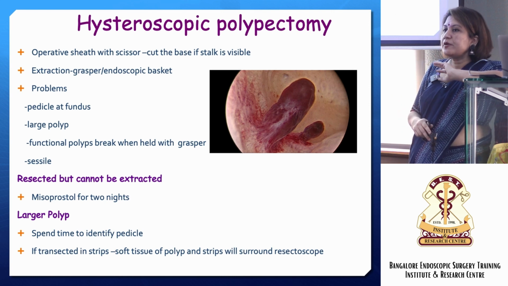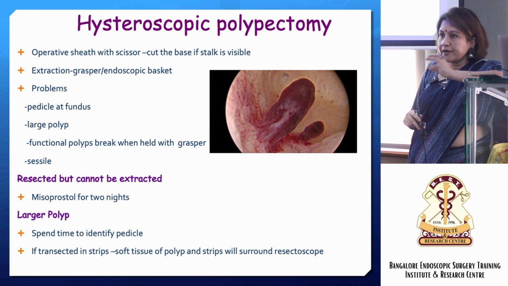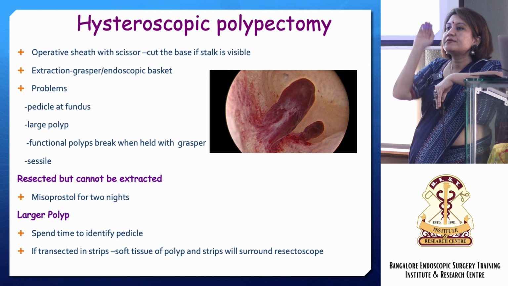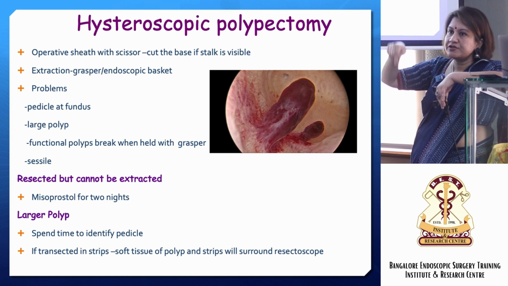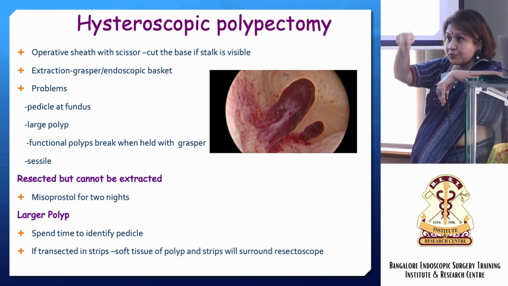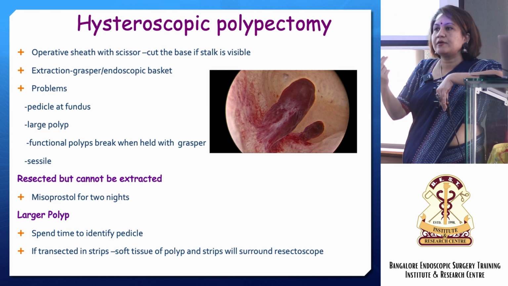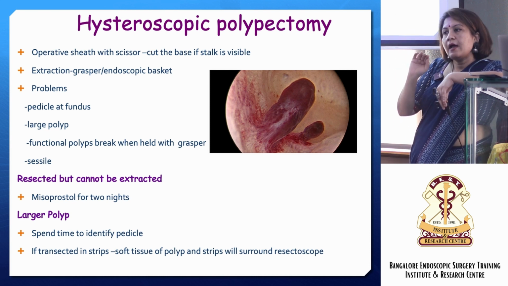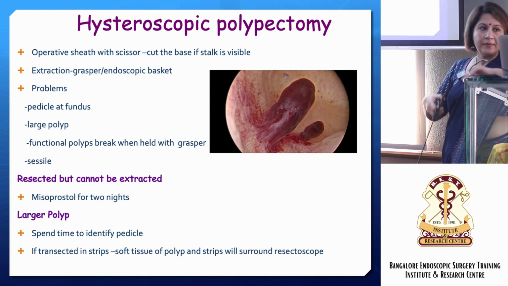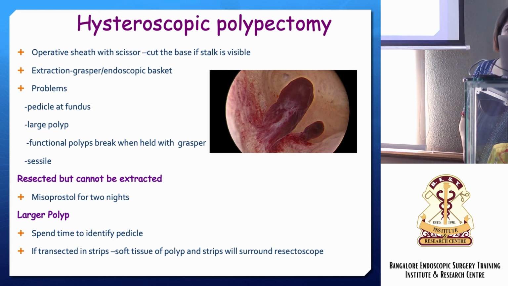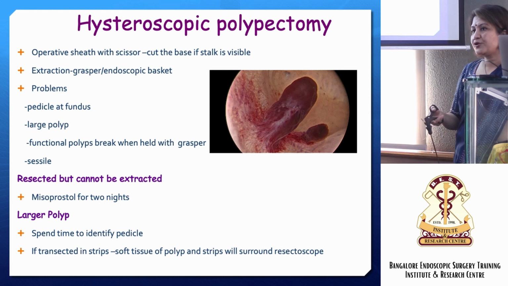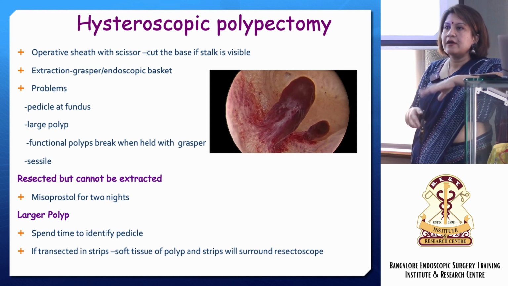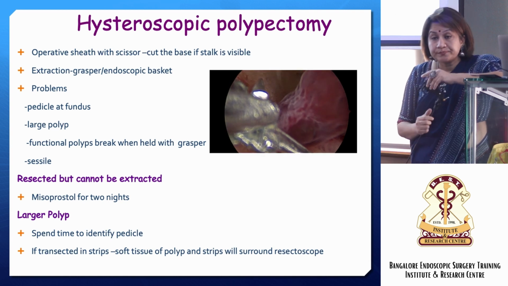Even if it's a large polyp, it's worth spending time trying to identify where the base goes. Especially difficult are fundal polyps, because you have to go above the polyp and reach the fundus, and your scissors are straight, not angulated, so you will have to try a little bit of jazz to cut. But it's worth spending a little time and cutting the base. Cutting the base with scissors becomes easier than with an electrode, because loop electrodes are easier for shaving.